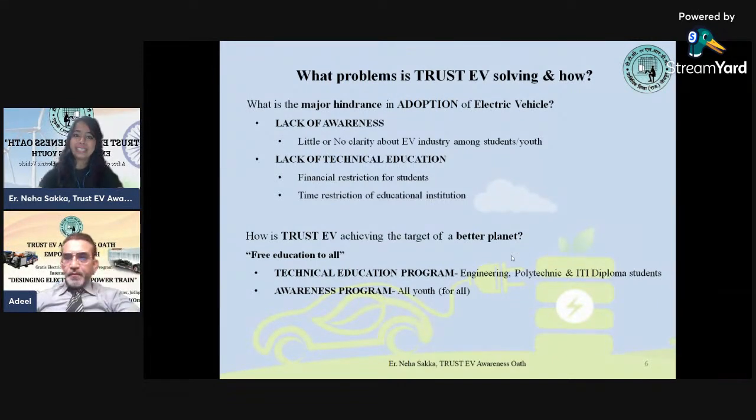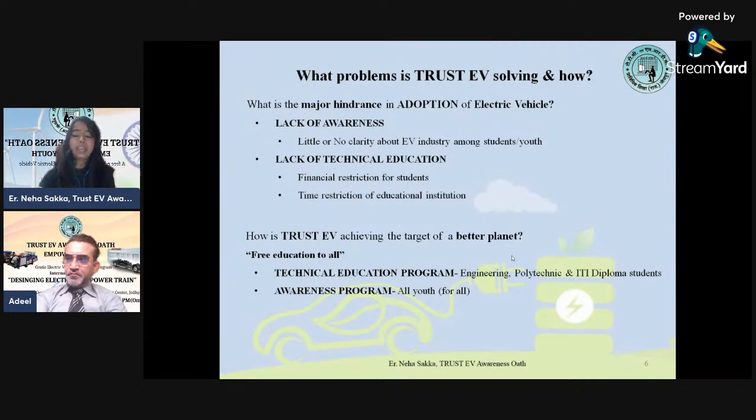The second thing is that technical education is lacking in today's youth, which could facilitate the mass adoption of electric vehicles by improving their efficiency and reducing their price. So the Trust Electric Vehicle program is about educating all the youth for free, on the technical side and the non-technical side. We take non-technical youth and make them aware of the benefits of EVs, financial and environmental.